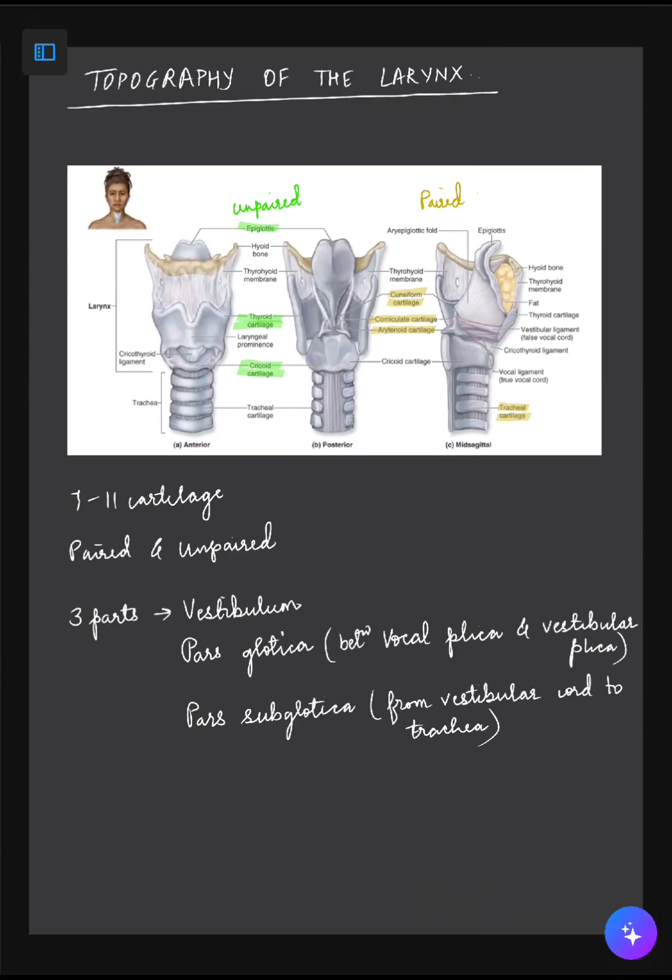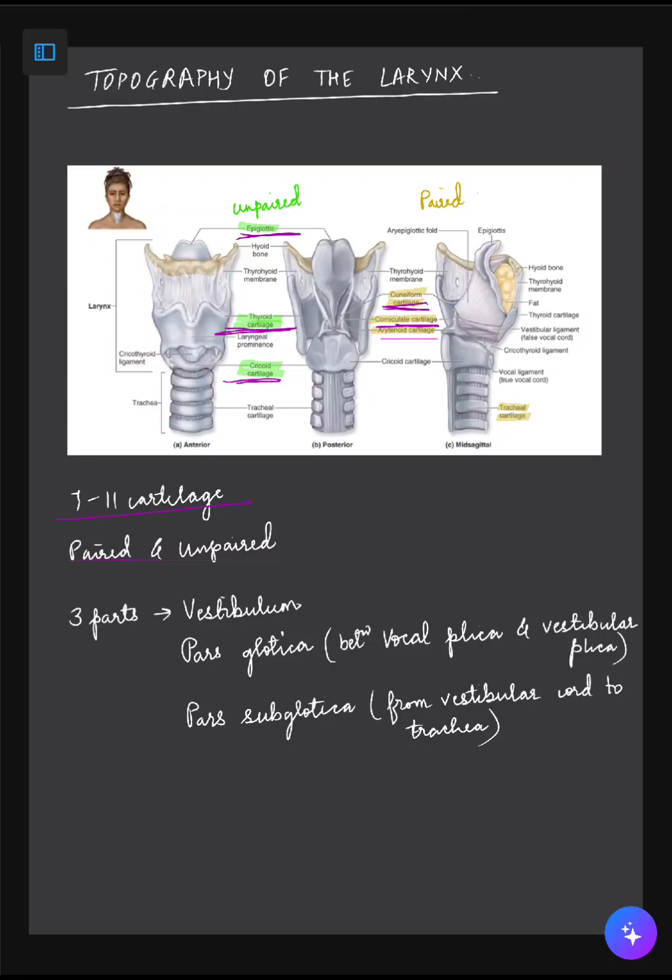Now we move on to the next topic, which is topography of the larynx. Now, in topography of the larynx, morphologically there are 7 to 11 cartilages. Fine. These cartilages are divided into paired and unpaired. Now, what are those? Unpaired are thyroid cartilage, epiglottic cartilage and cricoid cartilage. And paired are arytenoid cartilage, cuneiform cartilage, corniculate cartilage and triticeal cartilage.